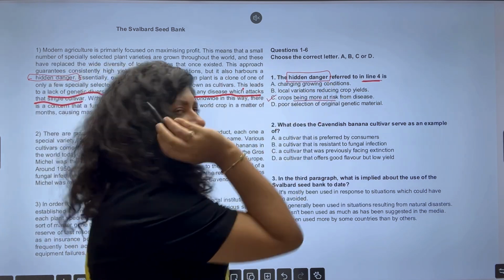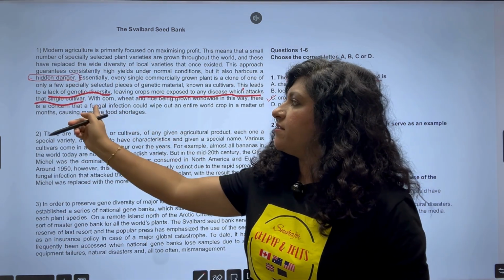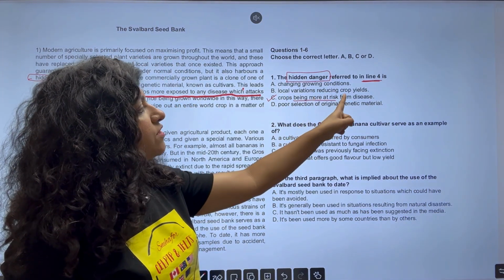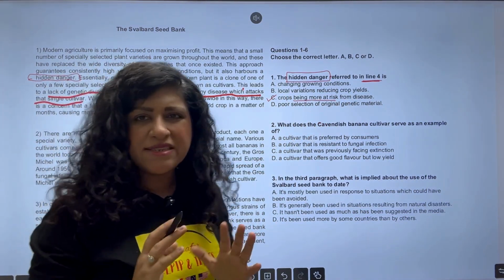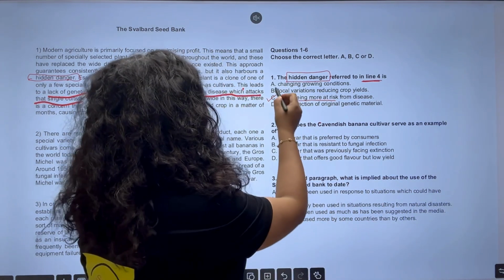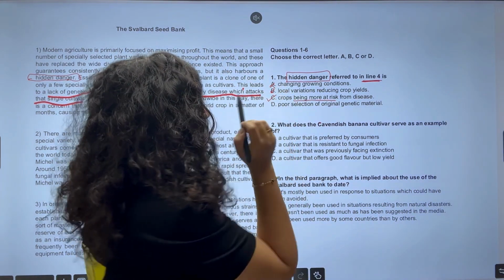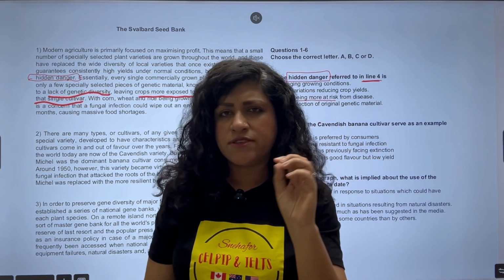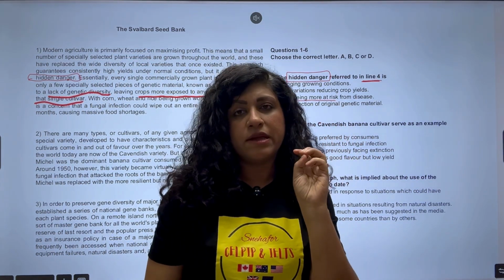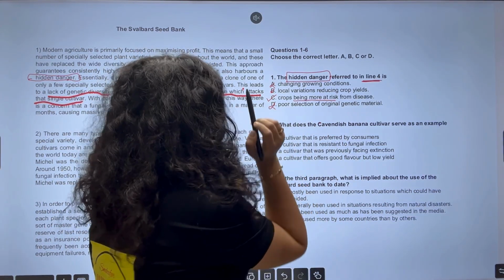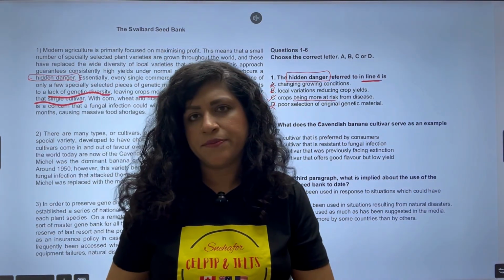Changing growing condition has not been discussed as a hidden danger further. Local variations reducing crop yields? Crop yields are not being reduced. There is lack of genetic diversity. So this cannot be my answer. D says poor selection of original genetic material. No, we're not talking about selection of genetic material. It's about lack of genetic diversity. So even this cannot be your answer. So that would be C.